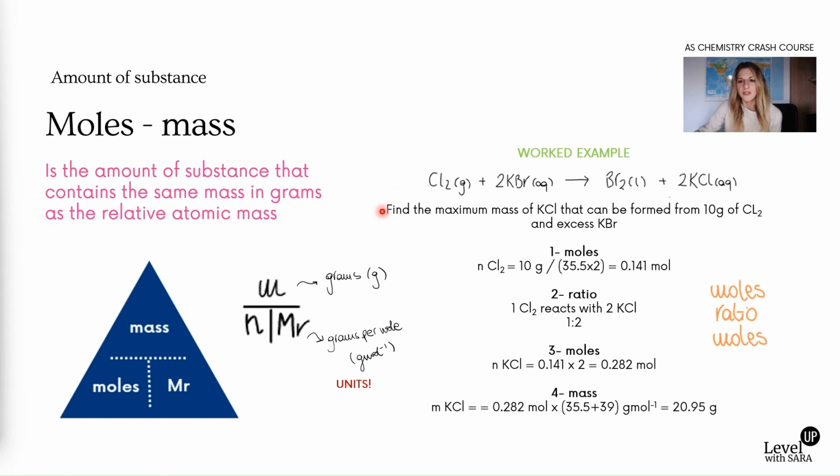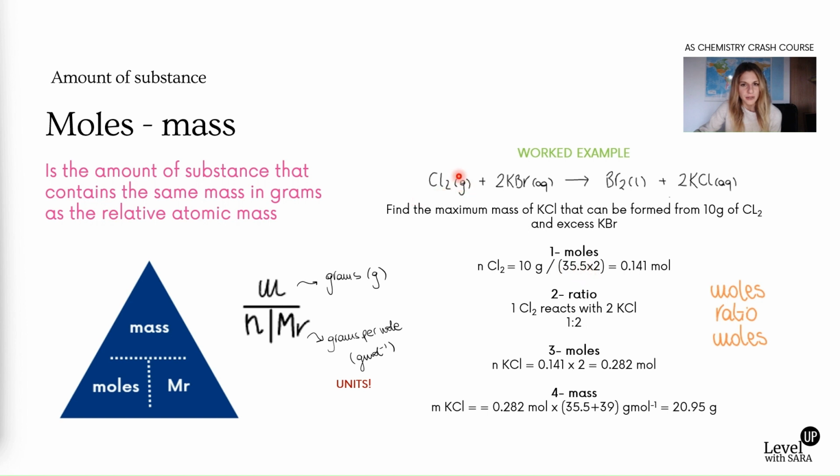Find the maximum mass of KCl that can be formed from 10 grams of chlorine and excess KBr. So excess means that we don't need to worry about this amount, we just need to worry about the amount of chlorine. Moles, ratio, moles always. So find the moles using this equation, mass over MR. You need to find the MR.